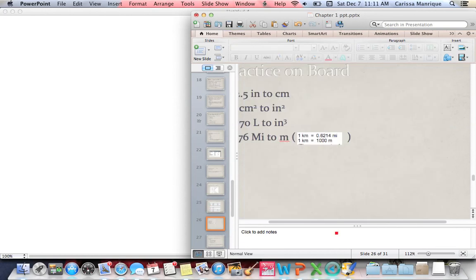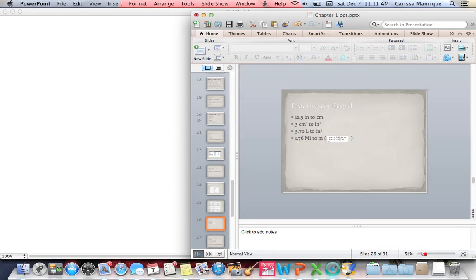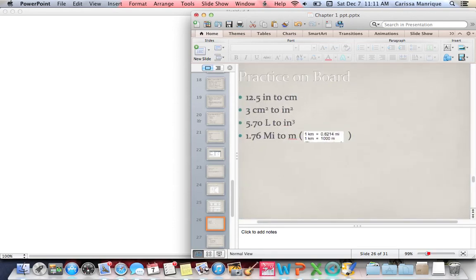Okay, so we're going to use that and figure out these problems right here. A lot of these we're going to go back and forth between English and metric units. So practice these really quick and see if you can do them, and then we're going to come back and work them out.